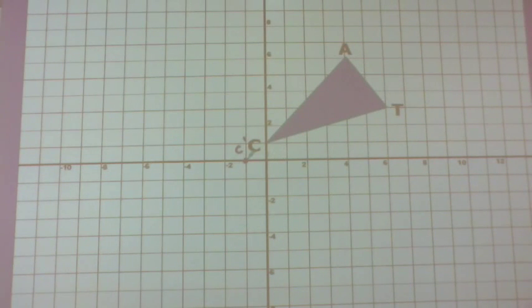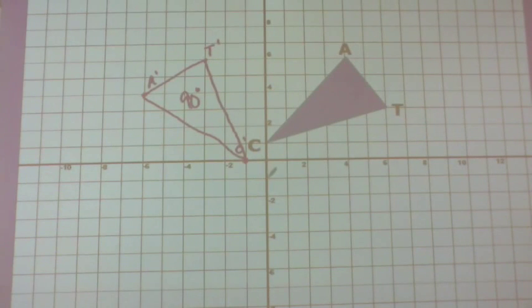A was at negative 6, 4. And T was at negative 3, 6. Connect my points, and that was our 90-degree rotation. And I'm going to write that in there. That's the 90-degree rotation.